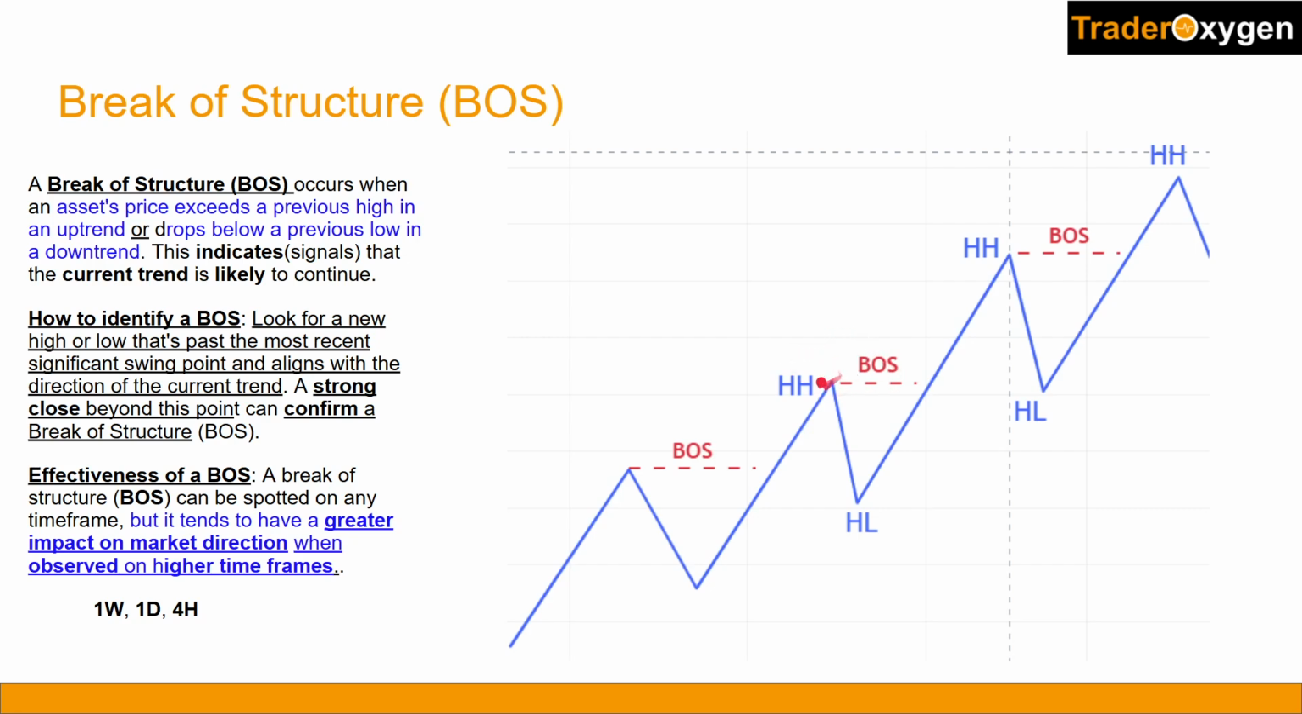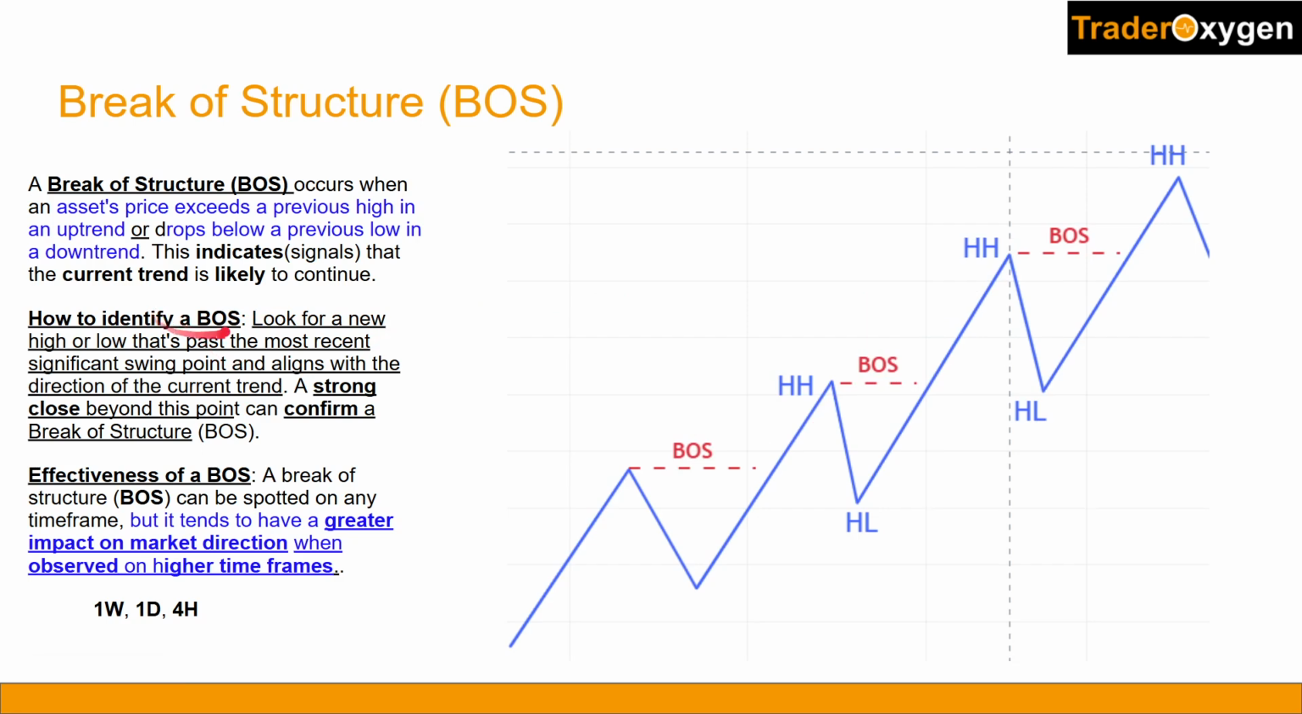See, this high exceeds this previous high. This high exceeds this previous high. So if the price exceeds the previous high in an uptrend, that is a break of structure. It's breaking here. Break of structure.